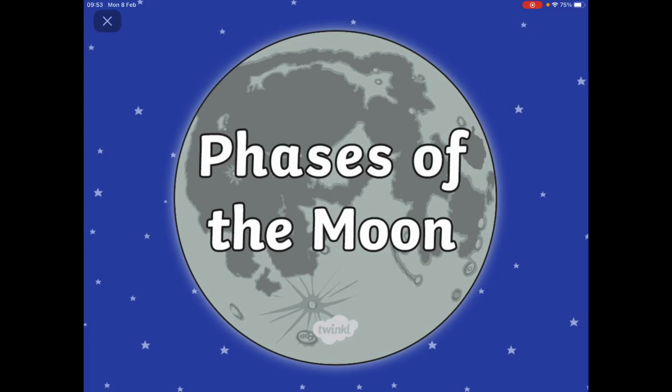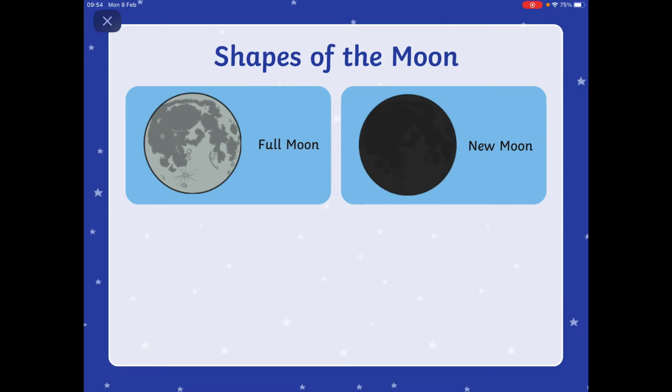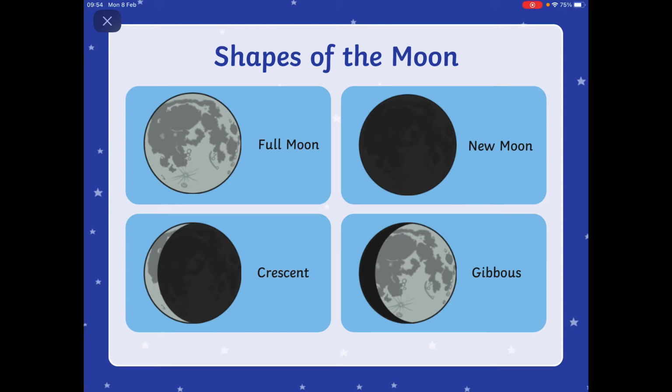So for today's science lesson, we're looking at phases of the moon. This is really interesting. There are different shapes of the moon. Some of these you'll know. So we've got full moon, a new moon, a crescent, and a gibbous.